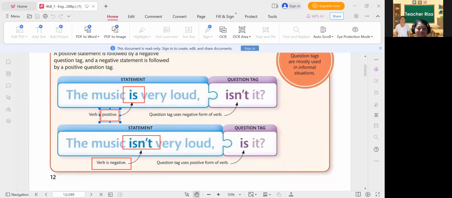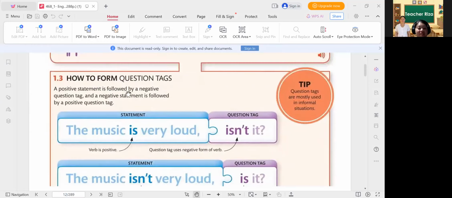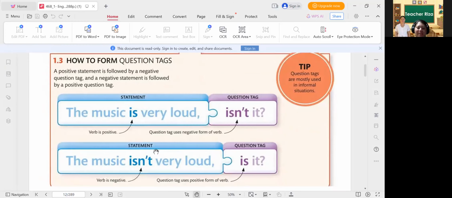Yes. Okay, very good. So just like what we read a while ago, a positive statement is followed by a negative question tag, and a negative statement is followed by a positive question tag. So that means, as we can see here, the following examples.